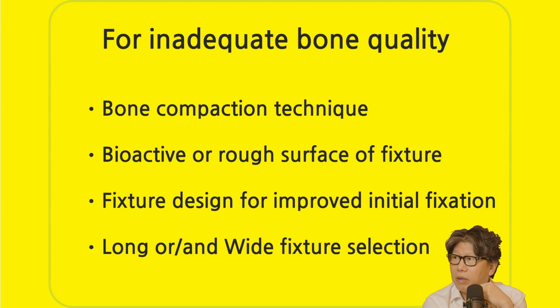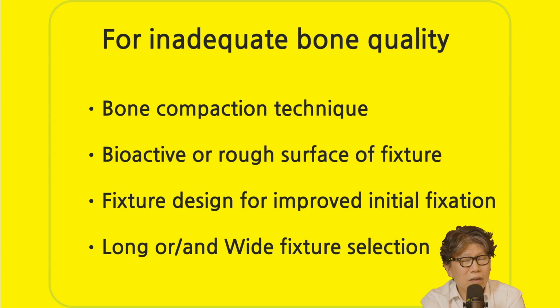And then for me, I'd probably use a fixture that's as long or as large in diameter as possible. That's the most important thing. If you don't have that, it's almost impossible to get a proper initial fixation with poor bone quality. So, especially in the anterior region, you want to plant the fixture subcrestal. If you plant the fixture subcrestal, you're going into cancellous bone. It's not uncommon for the cancellous bone to be D3. It's more common than you think.